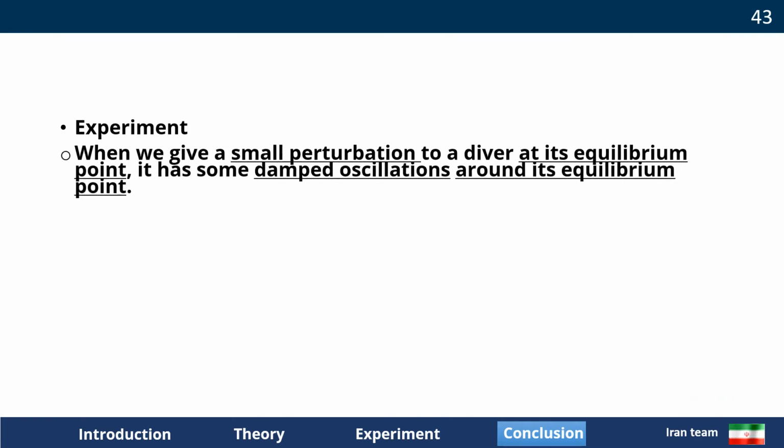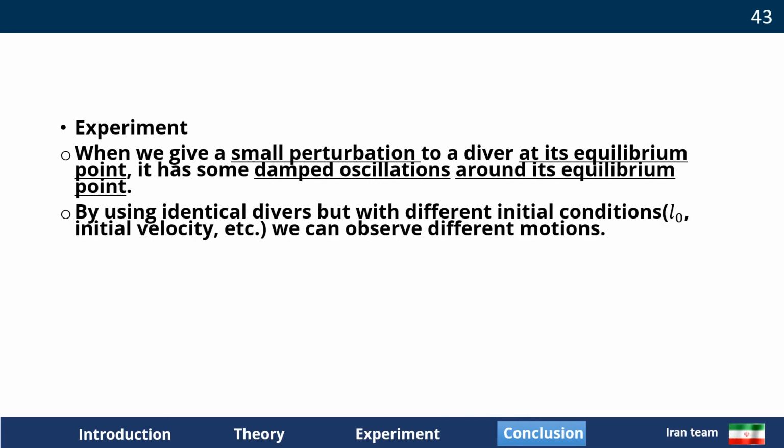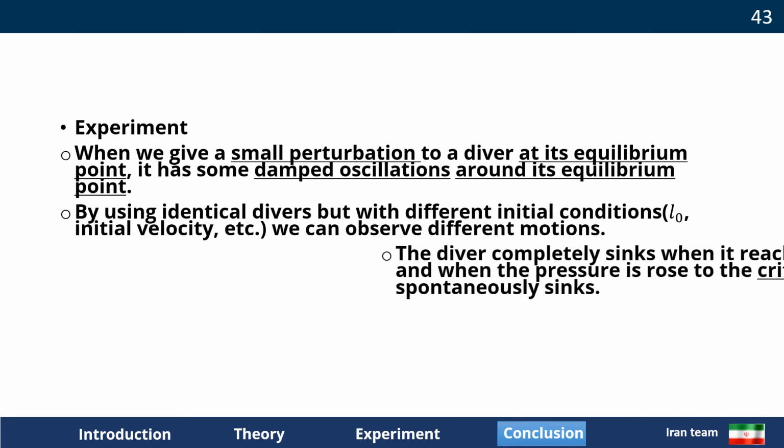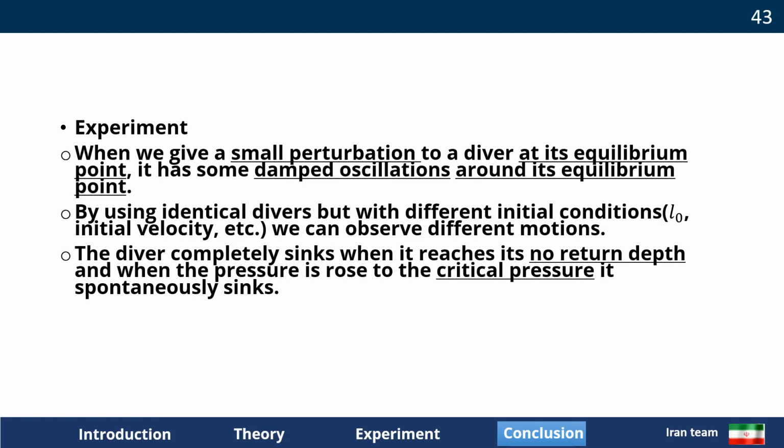When we give a small perturbation to a diver at its equilibrium point, it has some damped oscillations around its equilibrium point. By adjusting identical divers but with different initial conditions, for example L0, initial velocity, etc., we can observe different motions. The diver completely sinks when it reaches the no-return depth, and when the pressure is dropped to the critical pressure, it spontaneously sinks.